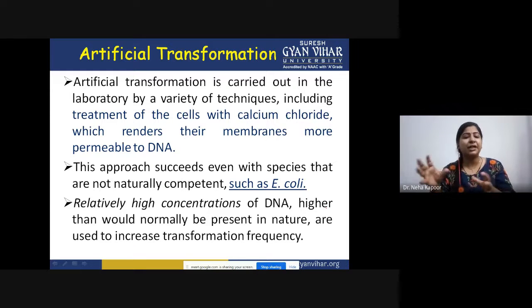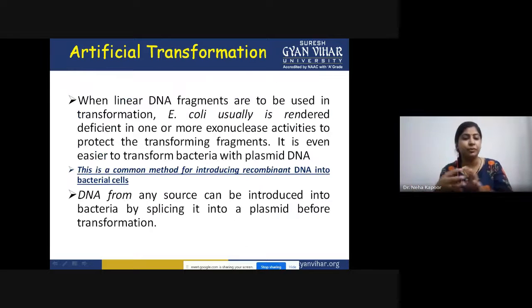So that is known as artificial transformation, and this approach is very successful in the case of E. coli, because E. coli is the only bacteria that is naturally competent. Competent means a competent cell is that has the ability to uptake the DNA at a very high concentration. That means if a high concentration of DNA is present in the nature, it can be uptaken by the naturally competent cells, and it can increase the frequency of transformation also. You can either use linear DNA fragments, you can either use whole genome.